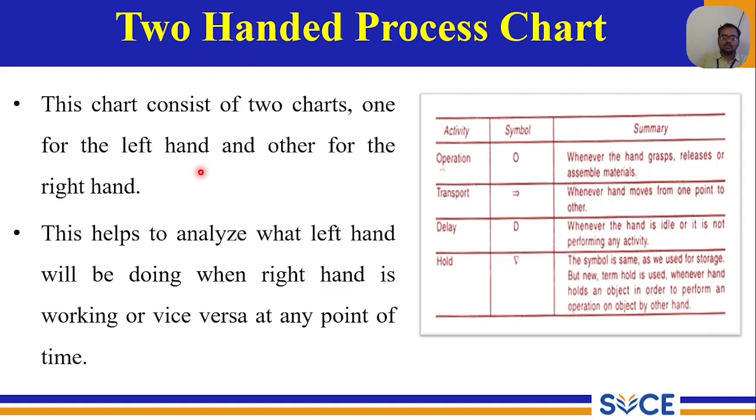So rather than tracing a single hand, the two-handed process chart traces the movement of both hands together, one for the left hand, the other for the right hand. It helps you to analyze how much of the time both hands are involved in the process. For a person who is predominantly right-handed, it has to be ensured that the majority of the operations are done by the person using his right hand.